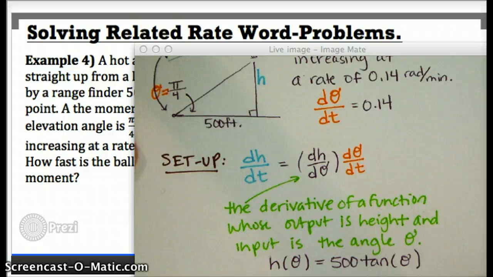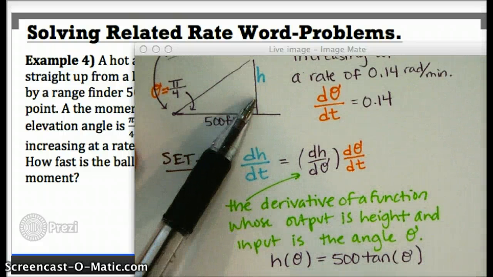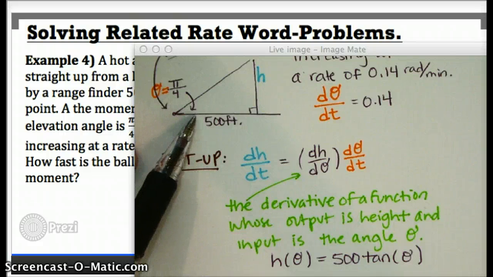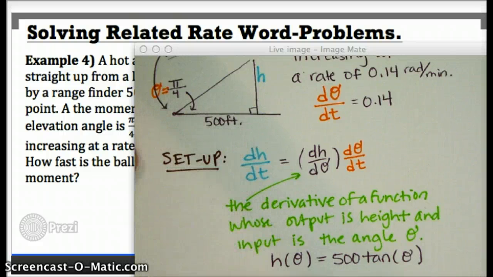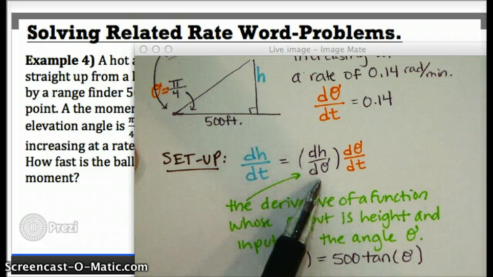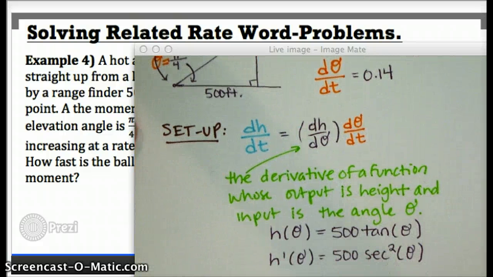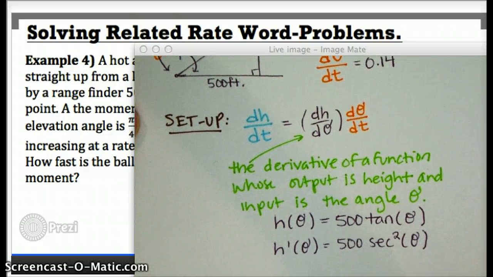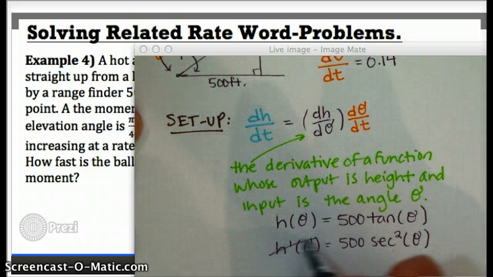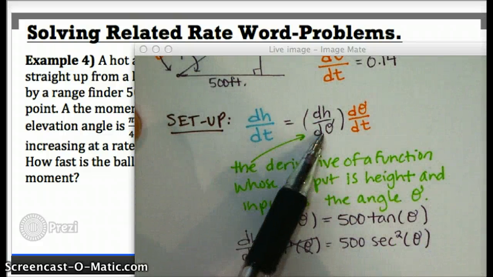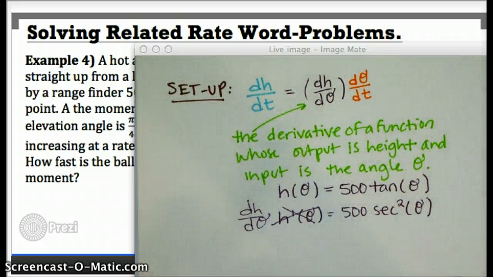So hopefully you remember your trigonometry. This is the opposite side, this is the adjacent side. So if you have this angle, we would use a tangent function and multiply it times the base side. The height, h, equals 500 times the tangent of theta. Now, to find dh d theta, what do I have to do? Right, take the derivative, which is just 500 secant squared. And h prime of theta is really just another way of saying dh d theta. And so that's the expression that goes in the middle right here. And I basically have my answer.